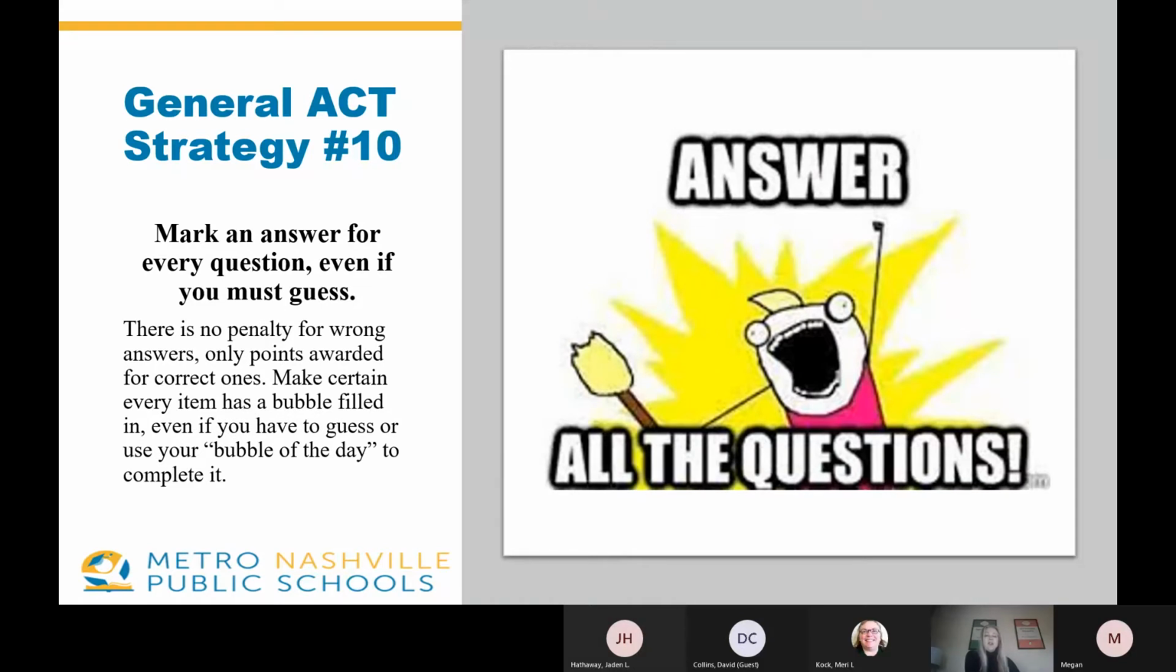General ACT strategy number 10: mark an answer for every single question, even if you must guess. There is no penalty for wrong answers. Only points are awarded for correct ones. Make certain every item has a bubble filled in, even if you have to guess or use your bubble of the day.